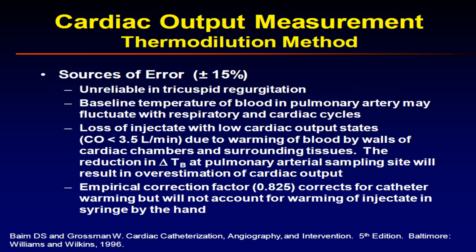tissues. The reduction in change in temperature at the pulmonary arterial site will result in overestimation of cardiac output. Lastly, the empirical correction factor corrects for catheter warming, but will not account for warming of injectate by strained by the hand. All right. So that is how we measure with catheterization.